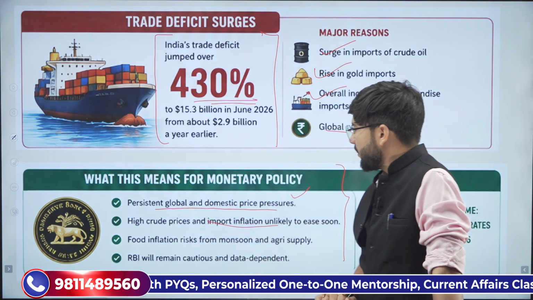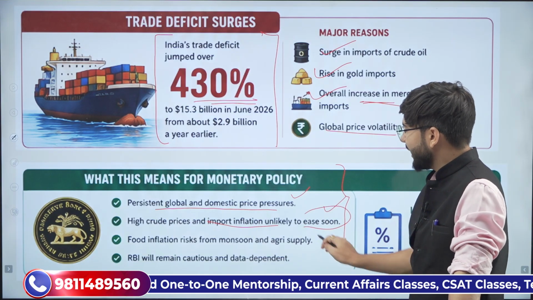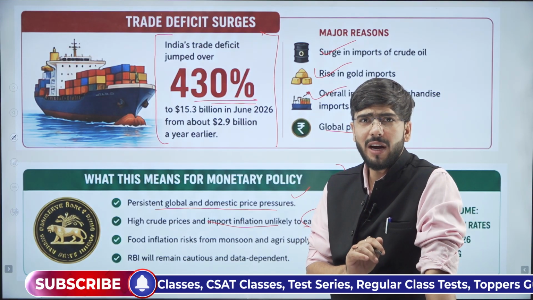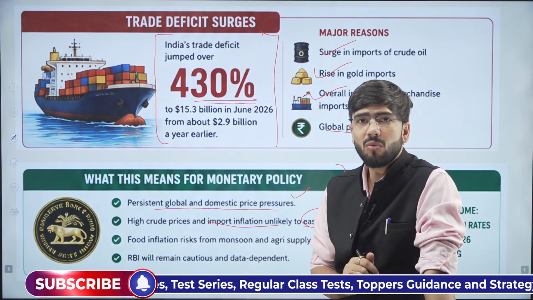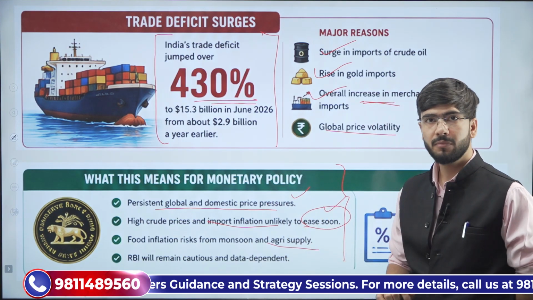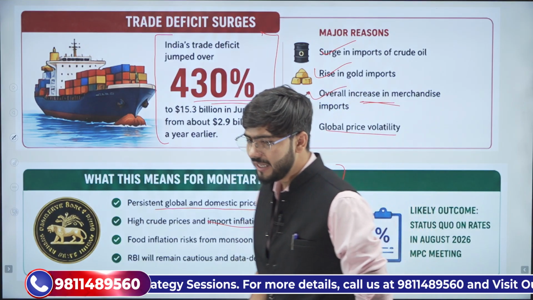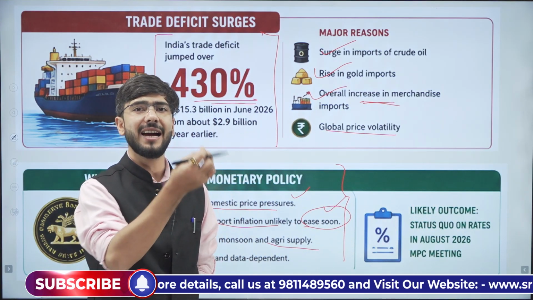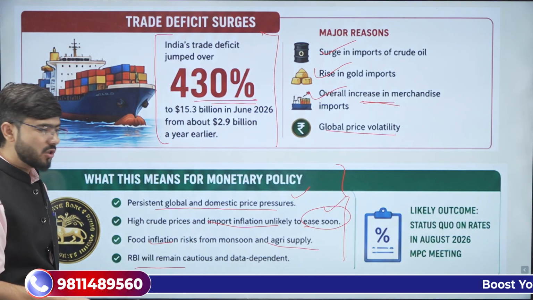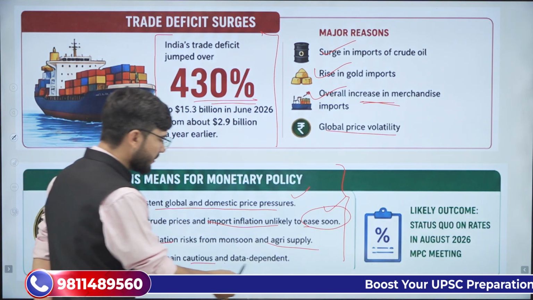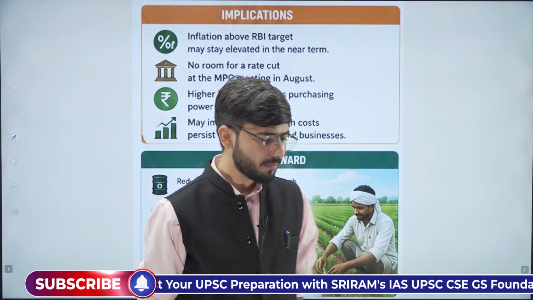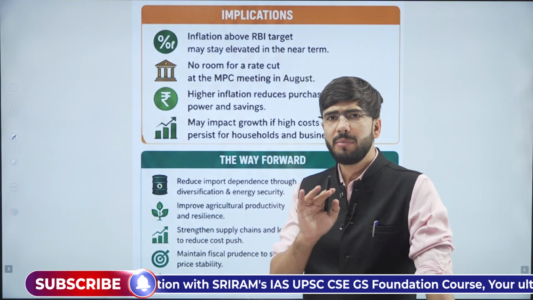Further, high crude oil prices and imported inflation are unlikely to ease soon, because earlier the US and Iran were talking about a ceasefire, but now what is happening? This ceasefire has ended. Now the problem is that they are not agreeing, and it is less likely that they will agree and stop the war. Food inflation risks are there because monsoon and supply will decrease. RBI will remain cautious and data dependent when it comes to inflation targeting. Understood? However, what are its implications?